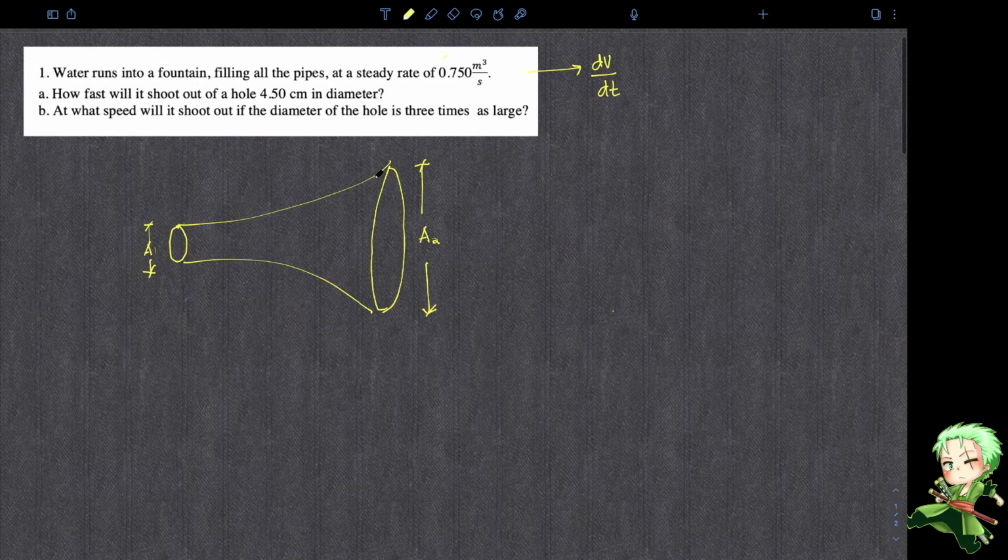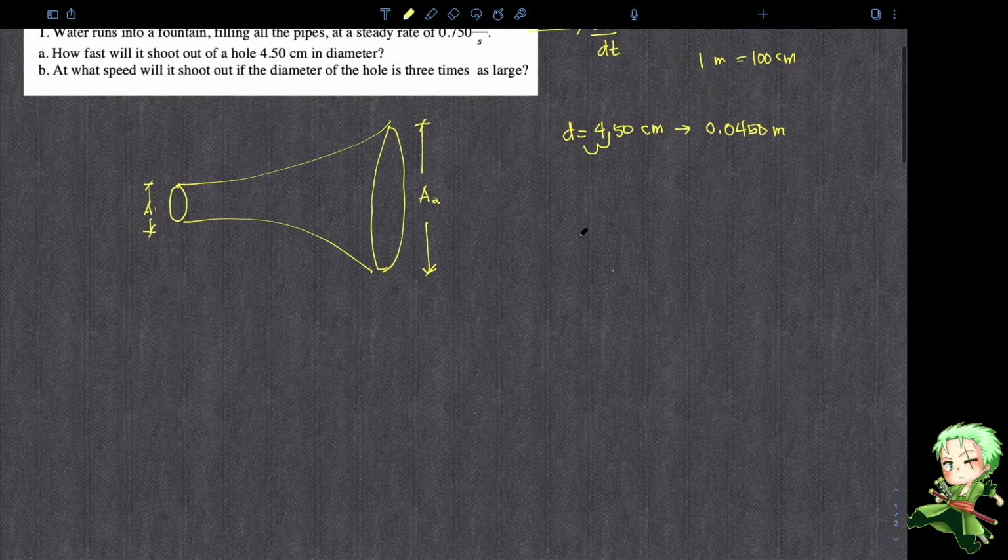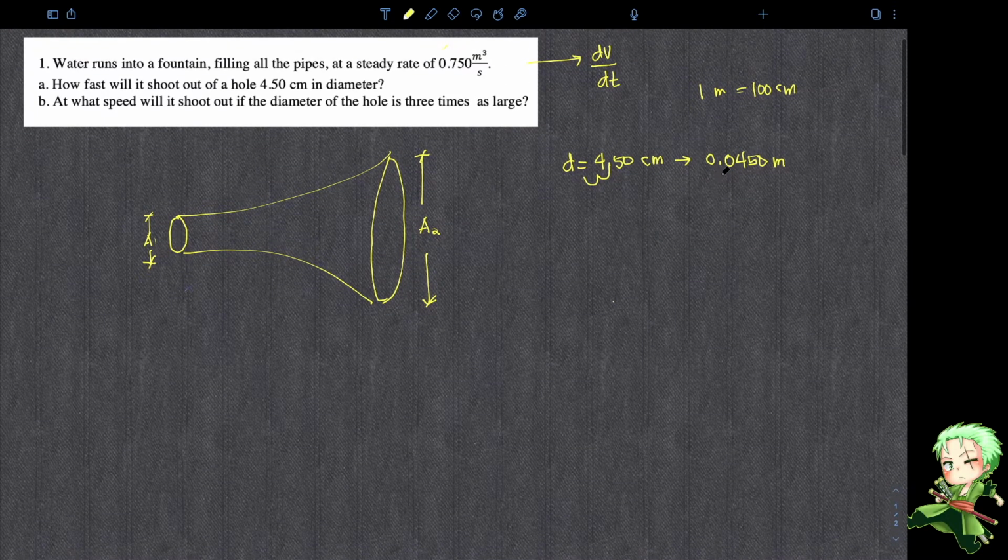But before we solve that problem, let us make sure that everything is in SI. In that case, our diameter, which is just 4.50 centimeters, let's convert that to SI. We know that 1 meter is 100 centimeters. That means since I am going to convert centimeters to meters, I have to move the decimal place twice, or 2 decimal places. So I will have 0.0450 meters. I think the conversion is pretty straightforward and you can do it yourself. Okay, so you have that.